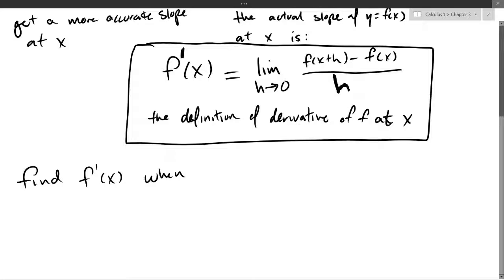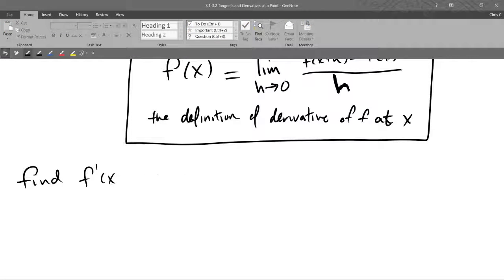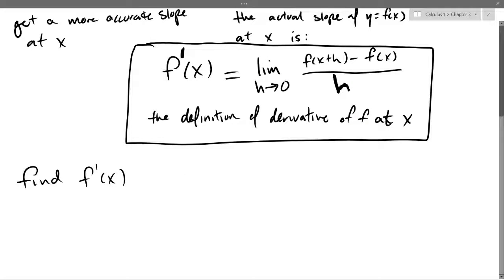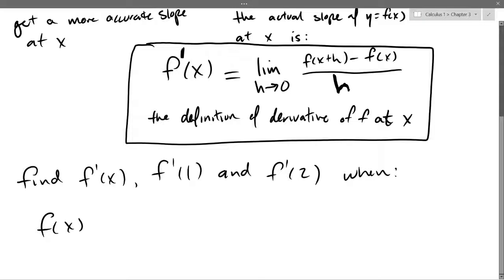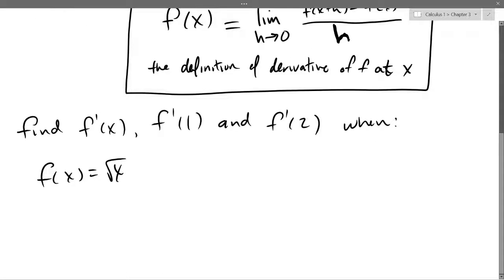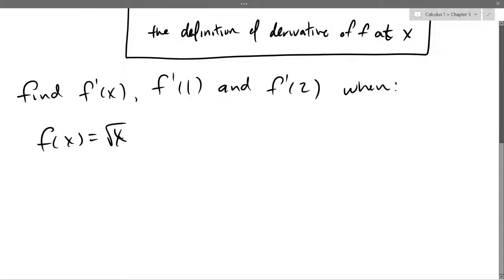So we're going to find f prime of x, f prime of 1, and f prime of 2 when, well, let's start with the square root function. All right, so what we're going to do, I recommend find f prime of x and then just plug in 1 and 2 afterwards. That'll be the fastest way to do this in general. So writing down, what is f prime of x? I don't know, except I do know the definition.